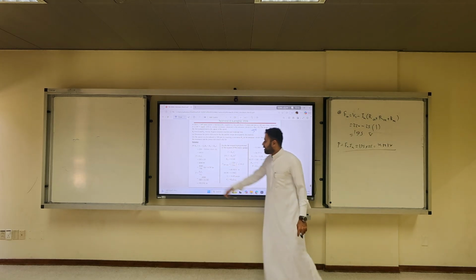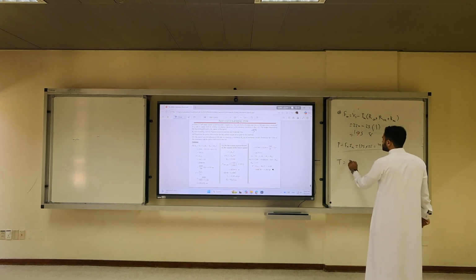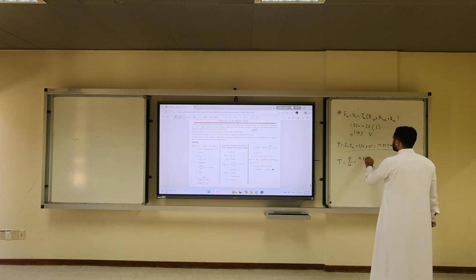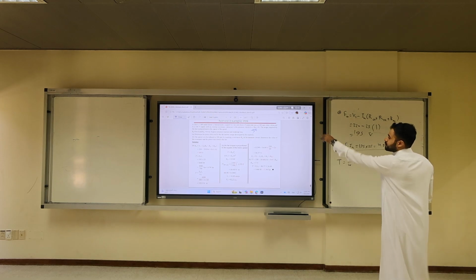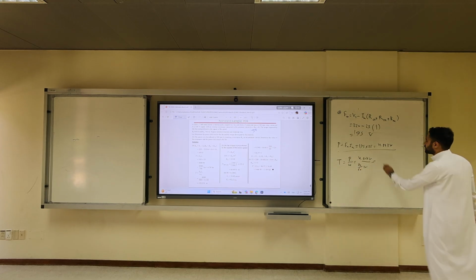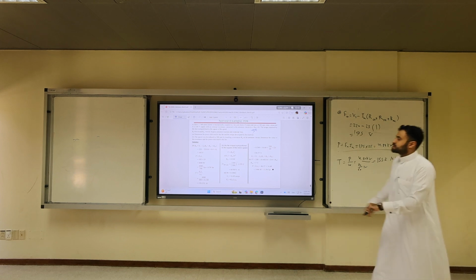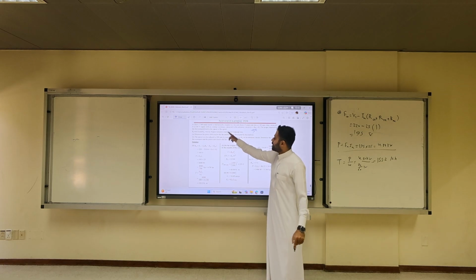And then what else do we have? You get the torque. Torque is power over omega, which is 4.88 kilowatt over omega. What's omega? 300 RPM, so 2 pi over 60 times 300. If you do the math, how much is the torque? 155.2 Newton meter. So we finished the torque and the power.